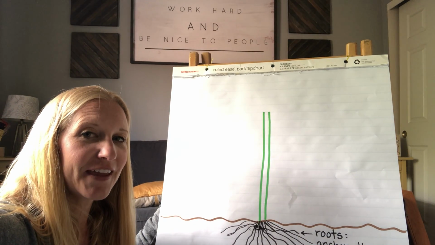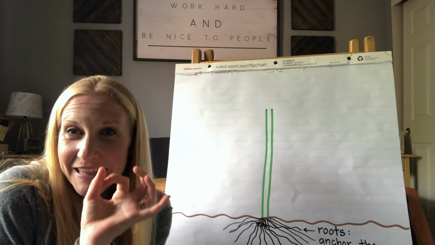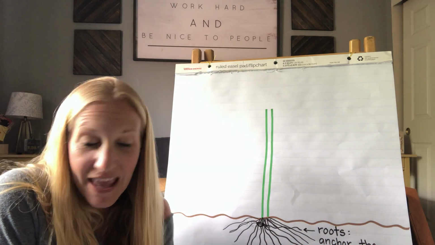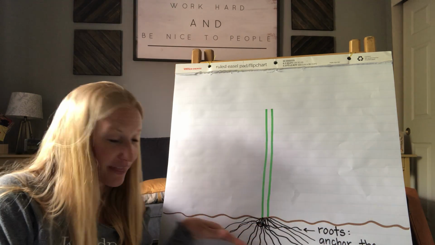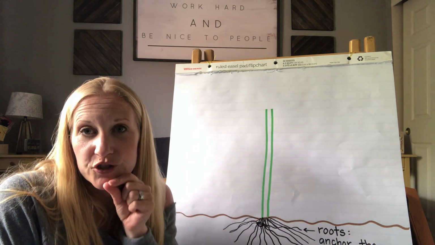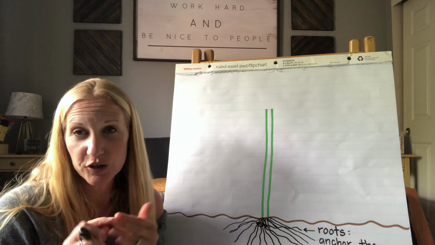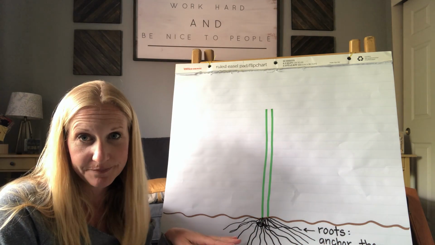Now the other thing that these roots do is they're like little tiny straws. And the whole time they're down here, they are slurping up all the water, all the minerals, all the nutrients that are in this soil.